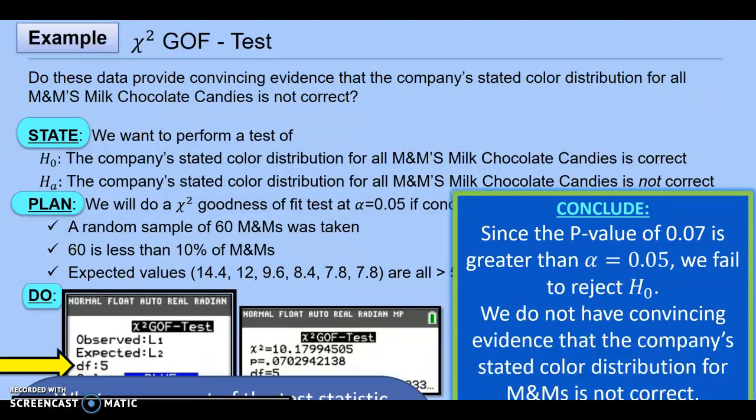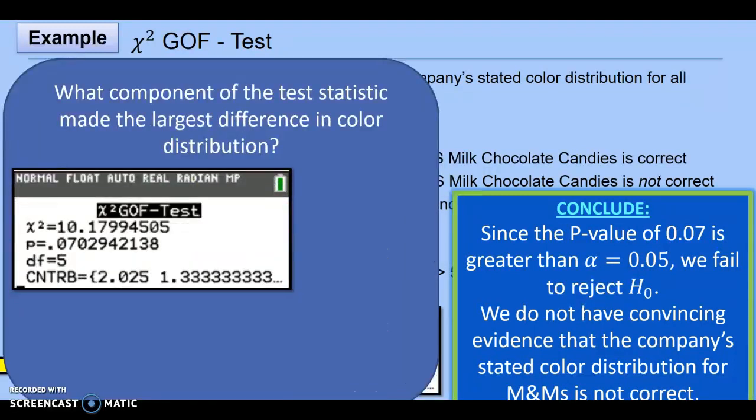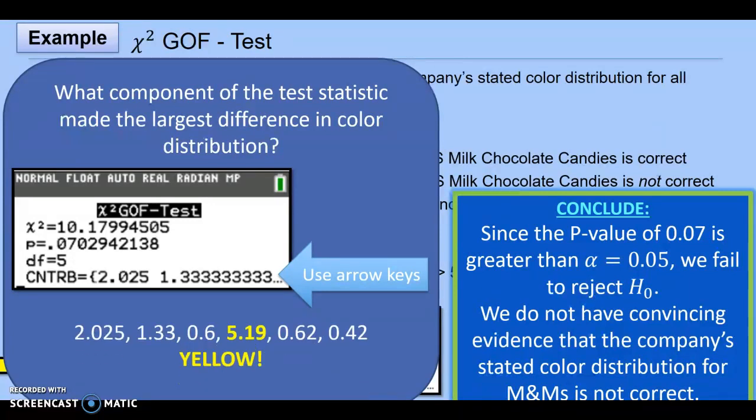So then my question and a function I want you to look at in your calculator is what component of the test statistic made the largest difference in the color distribution. So all you really have to do is just go down to that area of your screen and then use your arrow keys and you'll find these numbers. And basically this is telling you the differences in the color distribution. So what you'll find is it's this one here, and that was yellow, because I put it in order of the chart that you saw earlier.